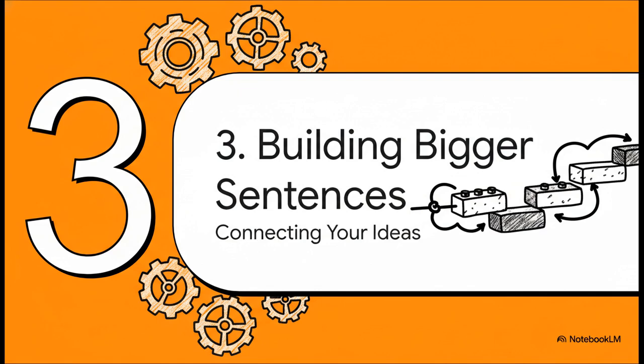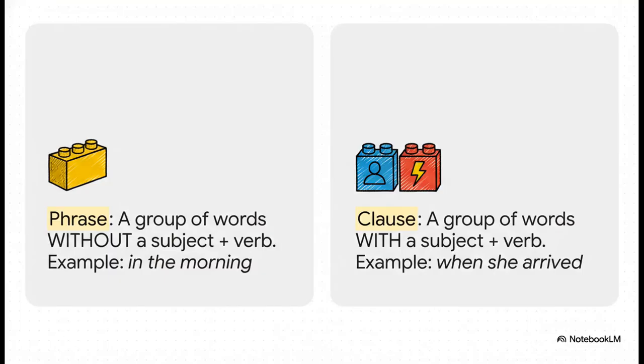Now for the really fun part, learning how to connect all these pieces together to build bigger, more complex, and way more interesting sentences. To do that, we need to know our two basic building blocks. First, you have a phrase. It's just a group of words, like in the morning. But a clause, that's a level up. It has both a subject and a verb, like when she arrived. That subject plus verb pair, that's the magic ingredient.